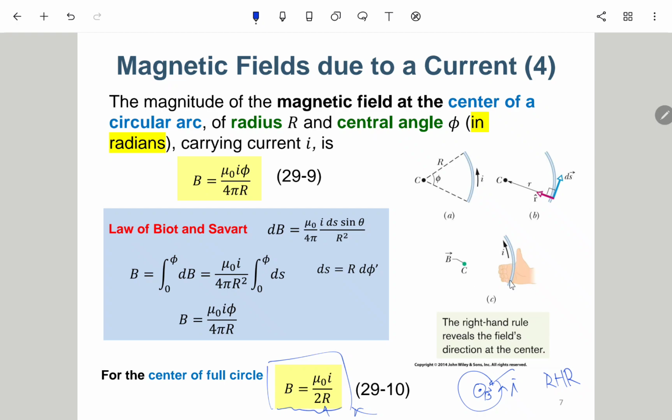Or you can use another way of using the right hand rule. For this case, you use your thumb to follow the direction of the I, and then your four fingers at this point will be pointing out of the page. You can use the right hand rule both ways.